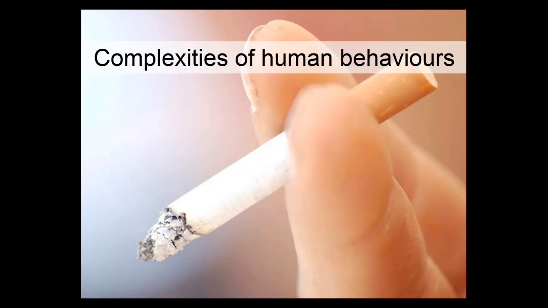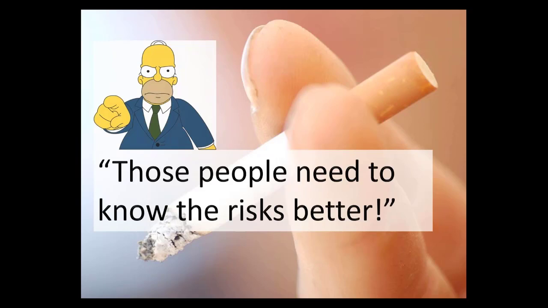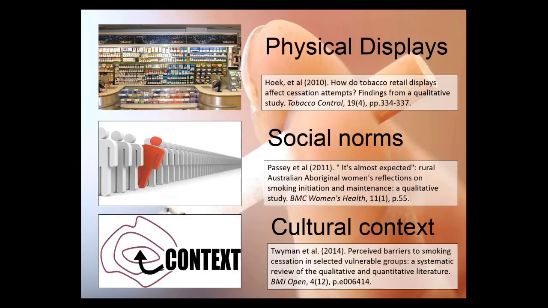We can think of these things as quite alien, but when we look at lots of health behaviors, smoking is a very good example, these behaviors tend to be very context specific. Historically, we may have said, oh, people who smoke, they need to know the risks better, and by doing so, they'll be less likely to smoke. But of course, qualitative research shows that smoking is not just about knowing the risks or not knowing the risks. Smoking is influenced by the physical display of cigarettes, the social norms associated with tobacco consumption, and the cultural context in which tobacco consumption happens within individual settings and communities.